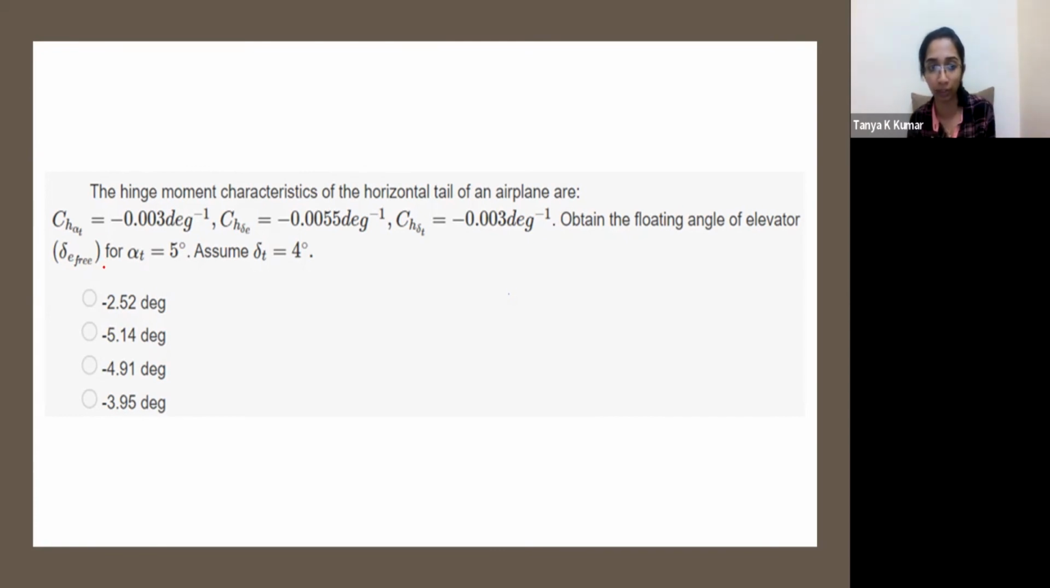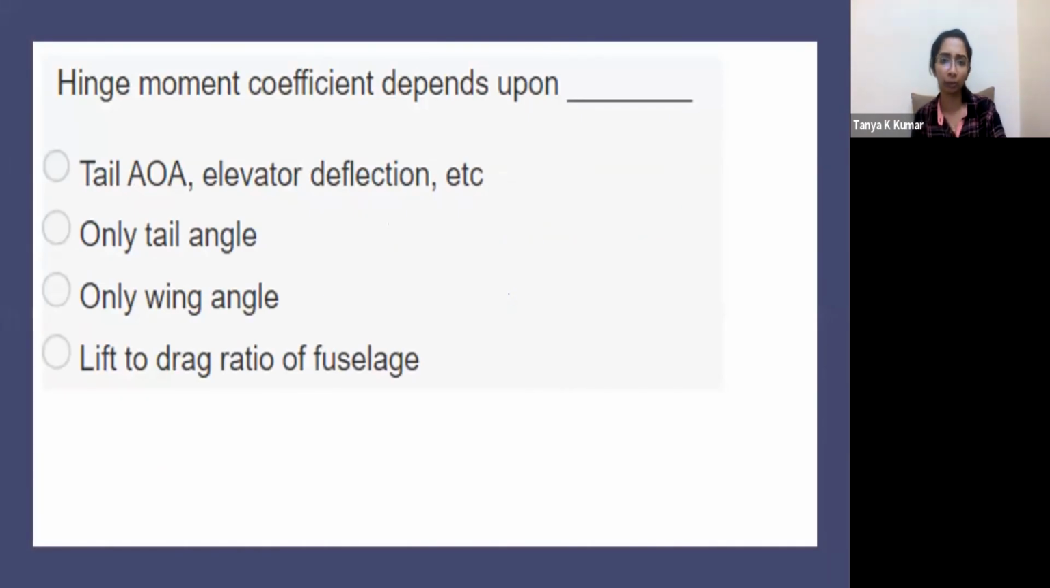For delta E float, what do we do? For float, equal to free, CH is 0. So you take the CH equation, equate it to 0, find out delta free. CH equation is this. We can find out the delta. Hinge moment coefficient depends upon, again, we know this equation. Just look at this equation and you will be able to answer what it depends on, right? We just discussed what each of these alpha tail, delta E, delta T represent.